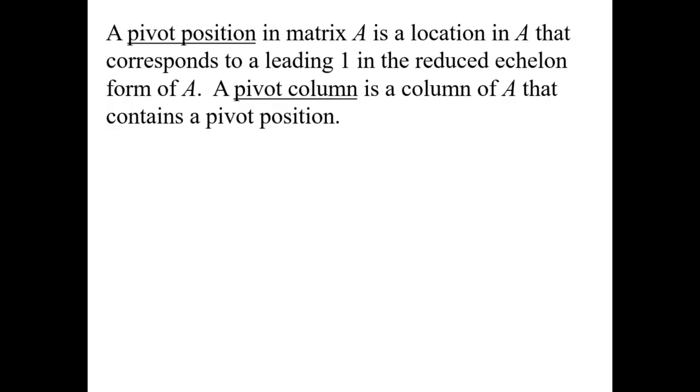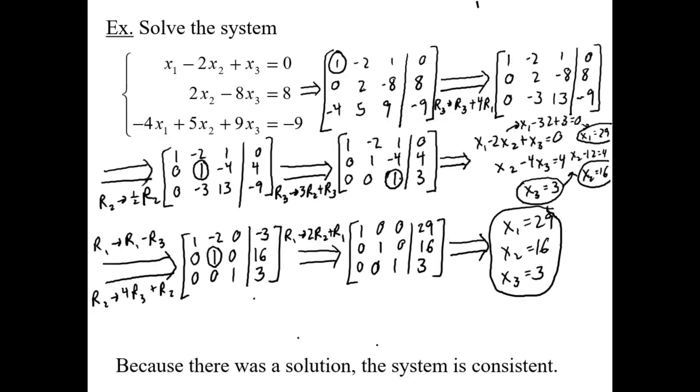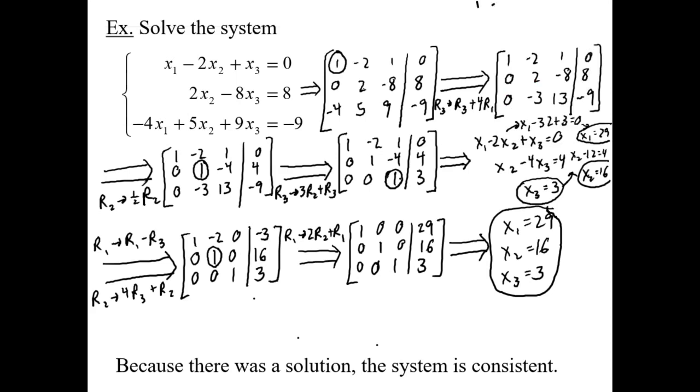All right, next up, and I've already kind of talked about this. A pivot position in a matrix A is a location in A that corresponds to a leading one in the reduced echelon form of A. Again, that's the way we've been defining pivot positions. A pivot column is a column of A that contains a pivot position. So in this example, the pivot columns were columns 1, 2, and 3.